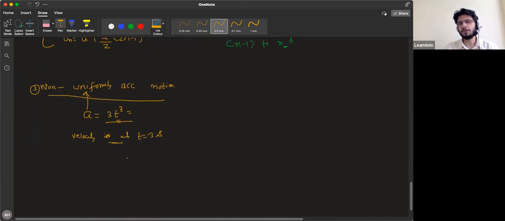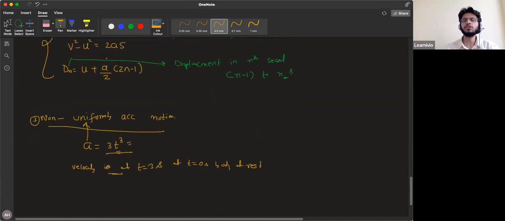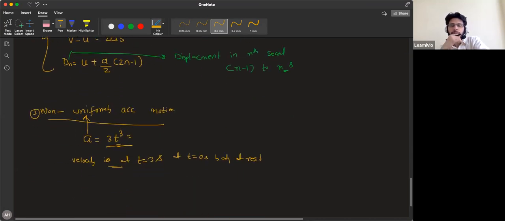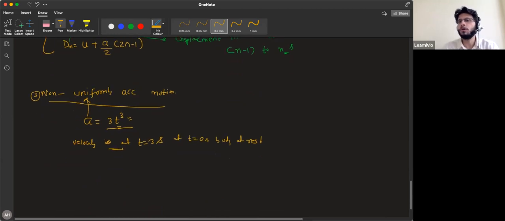So acceleration is given, velocity you need at t equal to 3 seconds. It's also given that at t equal to 0 seconds, body at rest. We can't use this equation. So how will you solve this numerical? Acceleration is given, time is given, initial velocity is given. You're supposed to calculate final velocity, but you can't use this equation because acceleration is not constant. Integration. Yeah. So if you have a non-uniformly accelerated motion, then integrals will help you.